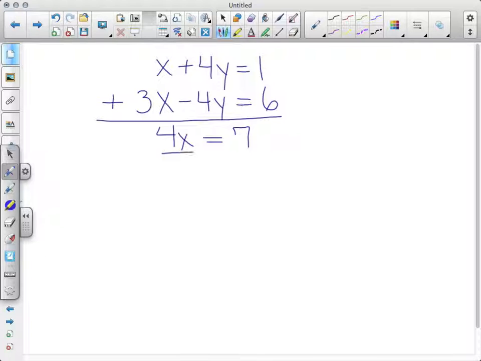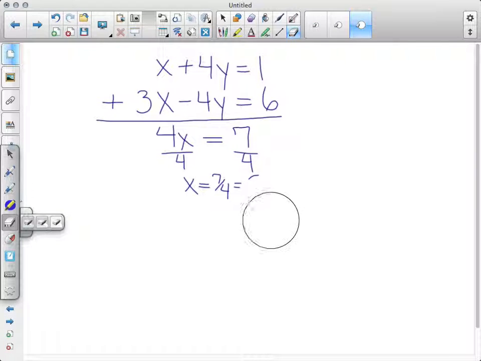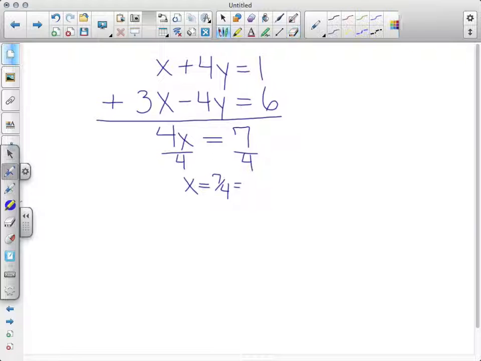So let's divide both sides by 4. And you'll get x is 7/4, which if I reduce that, you'll get 1 and 3/4. And it is okay to write this as a decimal or leave it as a fraction. You could even leave it as an improper fraction for now. So it'll be 1.75.